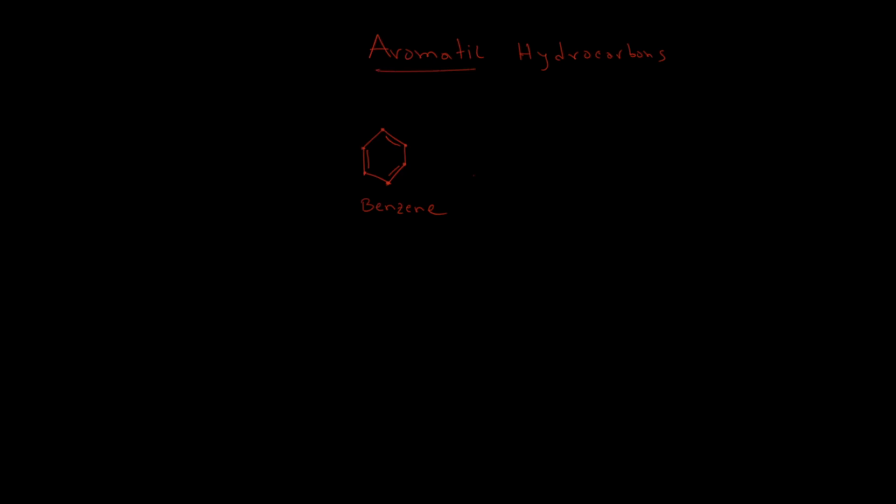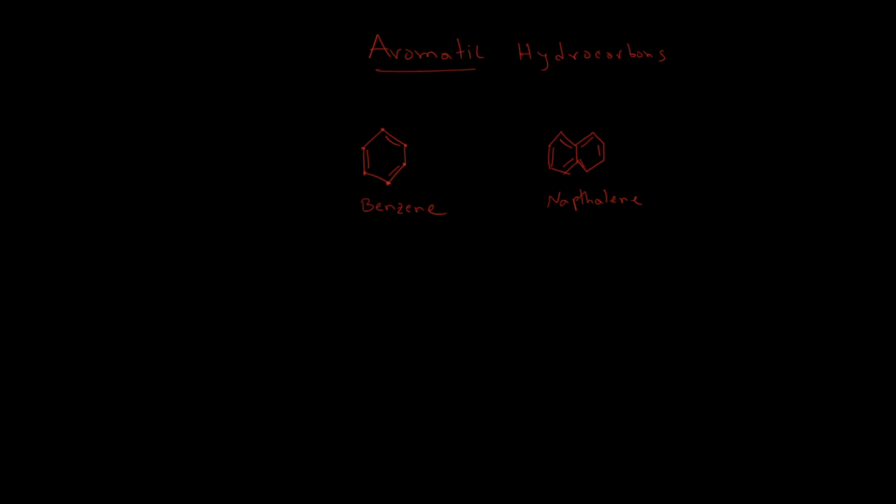Another aromatic hydrocarbon is naphthalene, which can be created by two benzenes fused like this. It also has a coplanar cyclic structure, and it's also an aromatic hydrocarbon. And this is naphthalene. Now these are aromatic hydrocarbons.